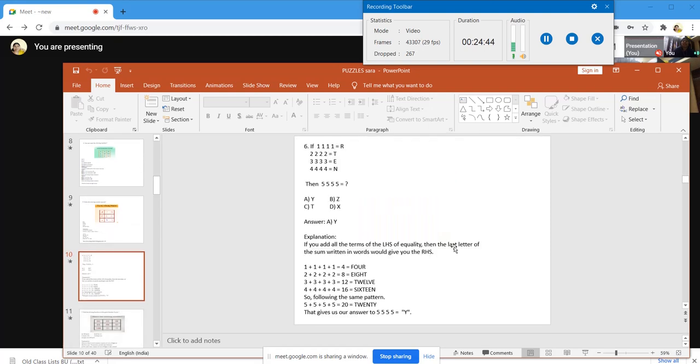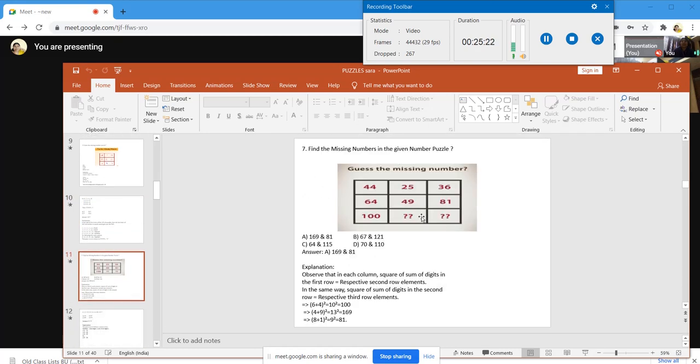The answer is 65. Now they have given 1, 1, 1 is equal to R, 2, 2, 2 is equal to T, 4, 4, 4 is equal to N, and they are asking what is 5, 5, 5. We don't know the relation, but we could think: immediately we add the numbers. 1 plus 1 plus 1 is 3, hmm, 4, 4, 4 is 12... Upper 4, the last letter is R. Then 2, 2, 2 is 8, the last letter is T. Likewise 5 plus 5 plus 5 is 20. So the last letter is Y. The answer is Y.